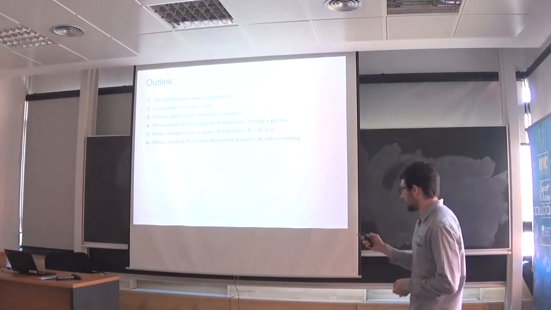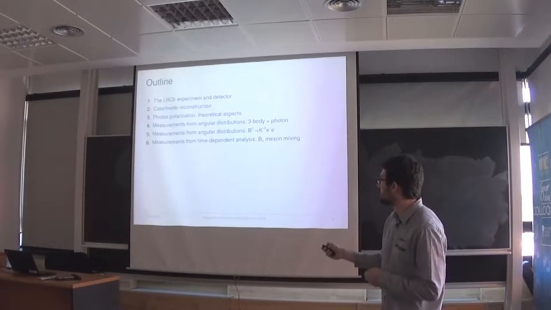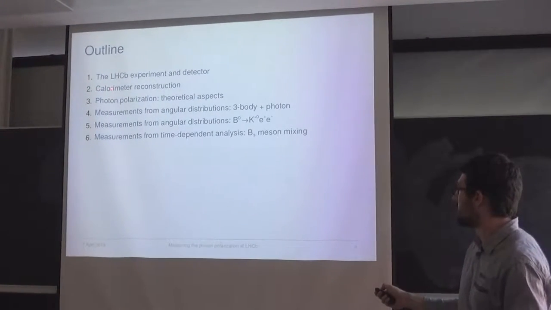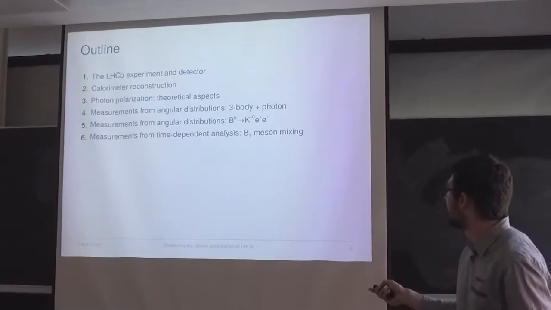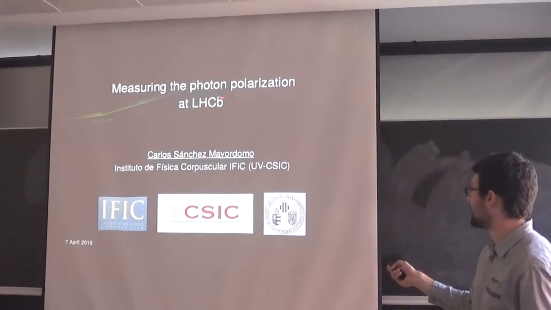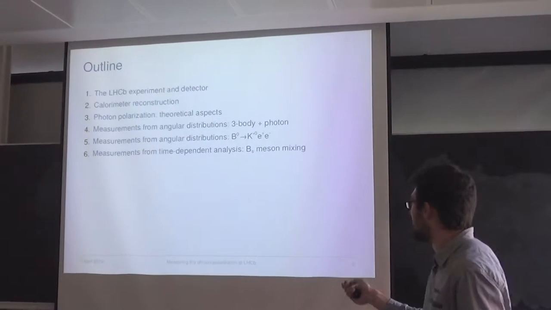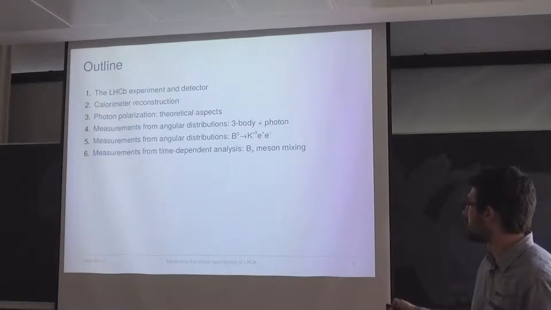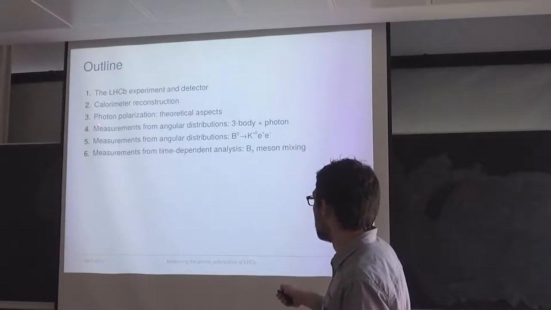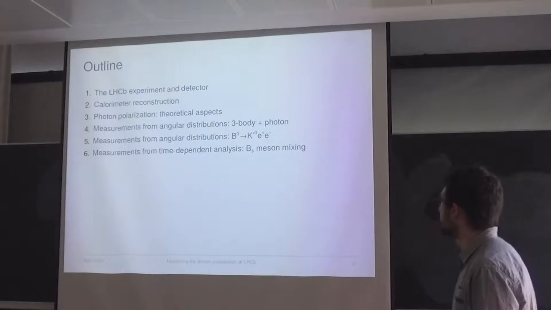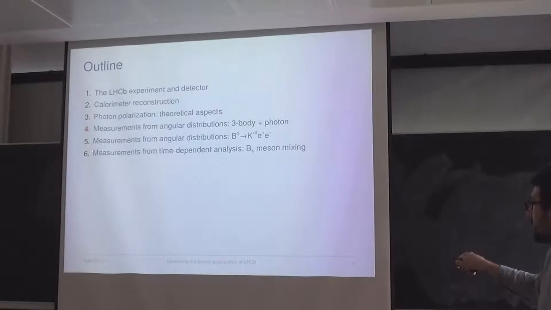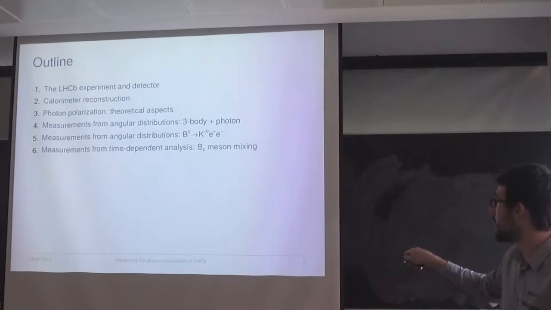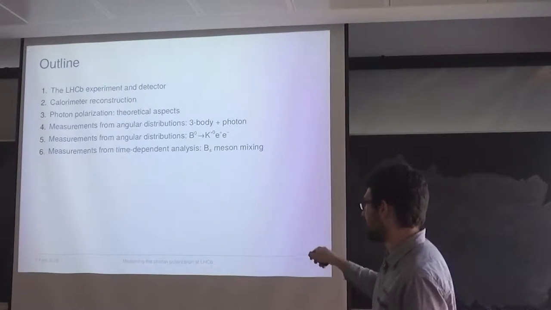So, this is the outline. First, I will briefly introduce the LHCb experiment and the detector. Then I will talk about the calorimetric reconstruction, because we are interested in measuring the photon. So the calorimeter is the most important part. And then I will discuss the theoretical aspects of the polarization and several ways to measure this. These two, the 4 and the 5, have been published by the LHCb, and the last one is my thesis topic.